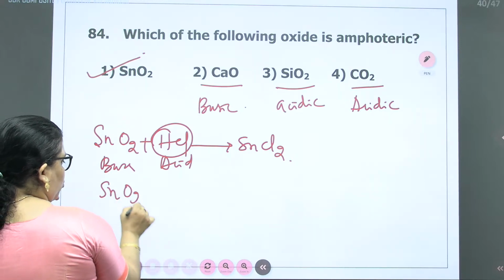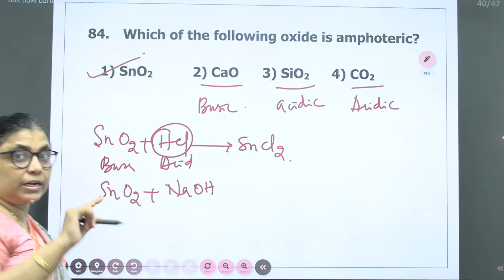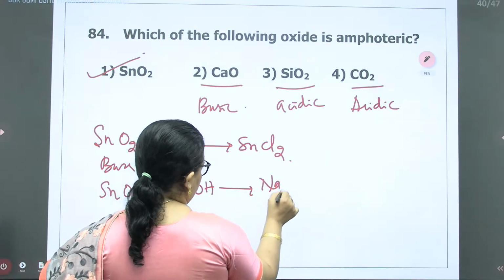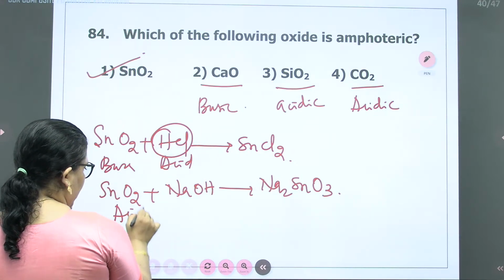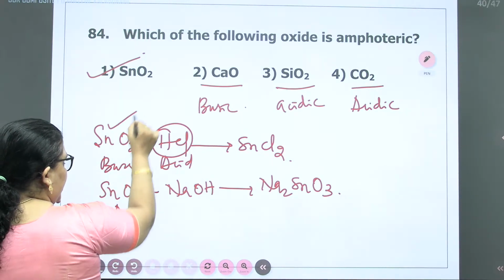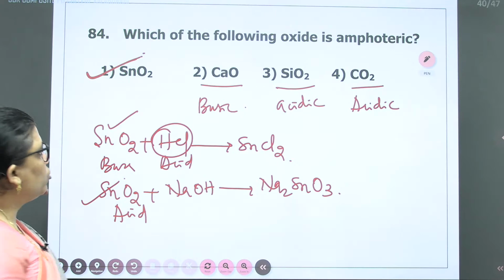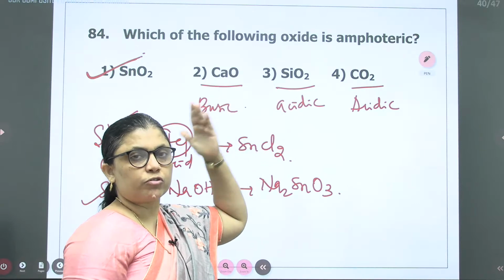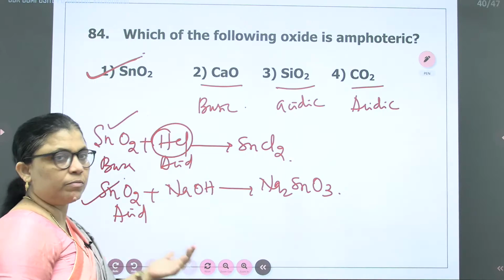Even SnO2, when it reacts with a base, can act as an acid also. At that time, it can form sodium stannate, Na2SnO3. That means here it acts as an acid. Either it acts as a base or as an acid, therefore it is amphoteric in nature. By knowing these three options, we can directly take the answer, because carbon dioxide and silica are familiar to us as acidic oxides, and calcium oxide is basic in nature.